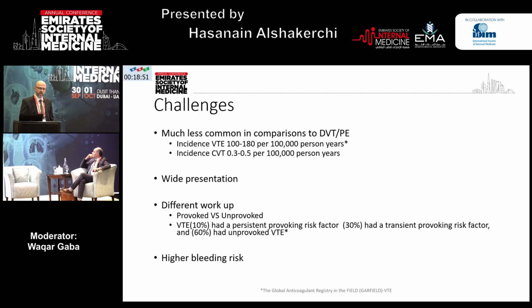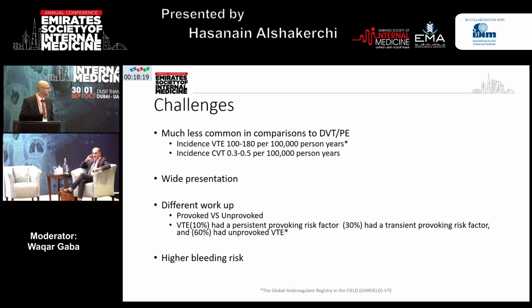The challenges facing us: it's predominantly much less common than DVTs and PEs. For example, the incidence of PE and DVTs is 100 to 180 per 100,000 persons, while in cerebral venous thrombosis it's between 0.3 to 0.5 per 100,000. They present with different presentations. Some of them could be asymptomatic. Some of them, despite being thrombosis, present with bleeding. Their workup is completely different from the workup of a PE and DVTs.